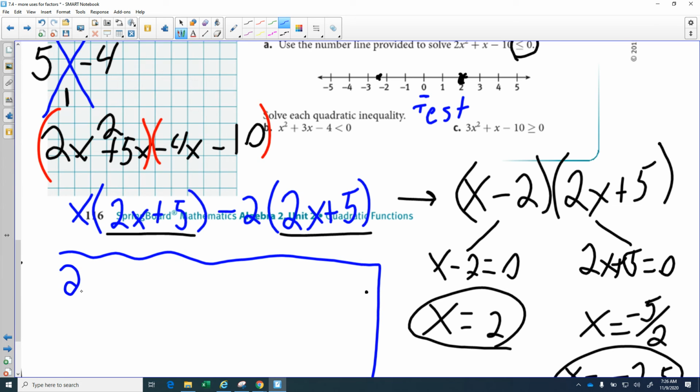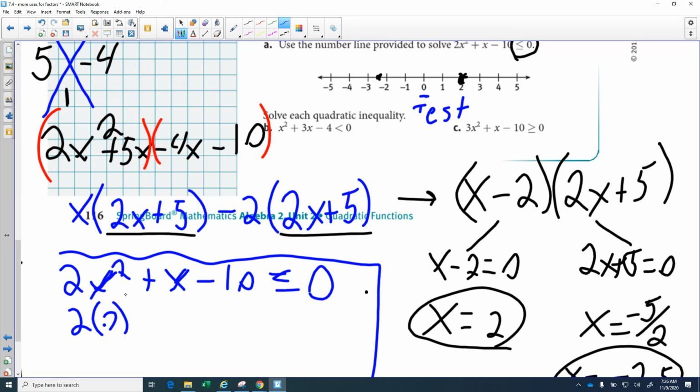So I have 2x squared plus x minus 10. I'm going to basically plug 0 in for this, and I'm going to see if this is a true or false statement. Well, I plug this in. This becomes 2 times 0 squared, which is going to cancel itself out, plus 0, which is going to cancel itself out, minus 10 is less than or equal to 0.